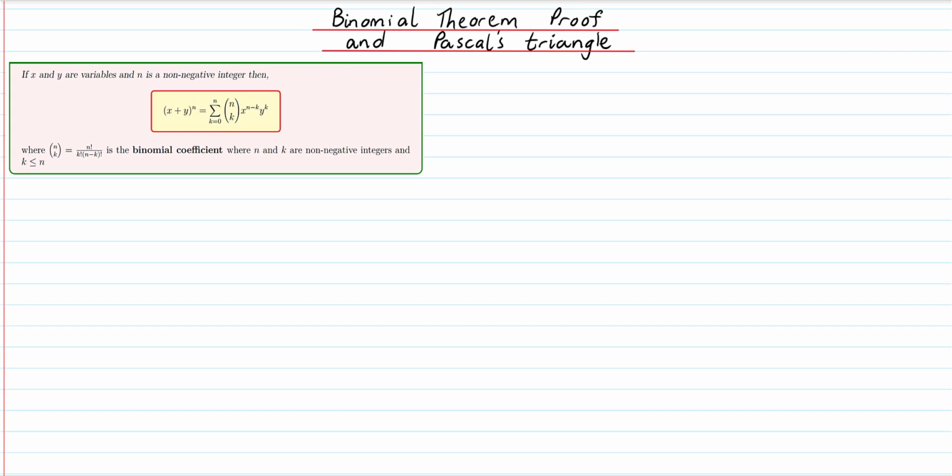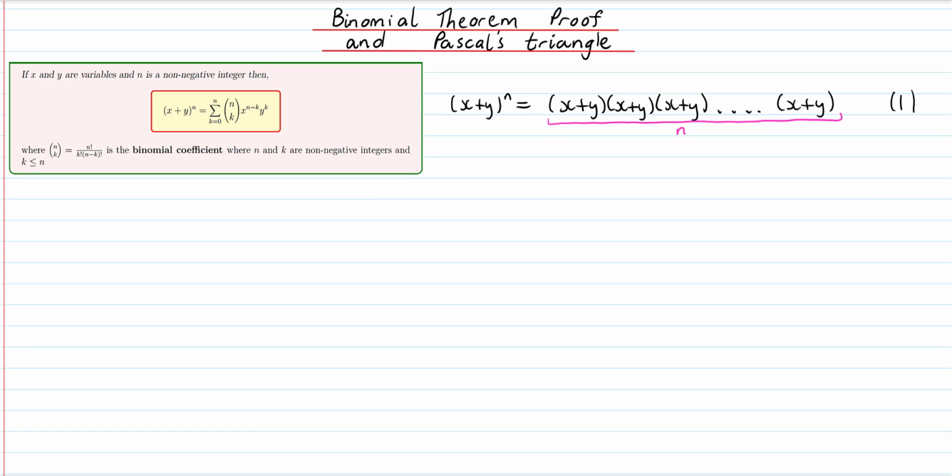So to start proving this then, we'll look at this (x + y)^n term, and we know that is equal to (x + y) times (x + y) times (x + y), and so on. We're going to have n lots of that x + y term multiplied together. And just to make it easy for when we need to refer back to this equation, we'll call this equation 1.